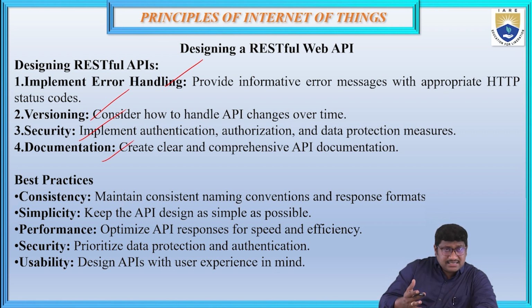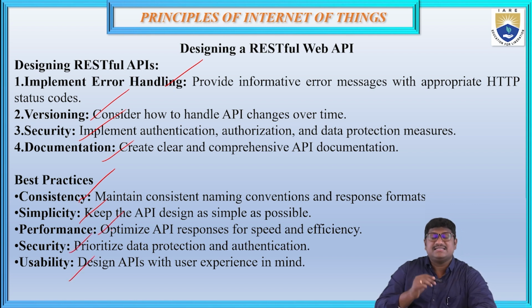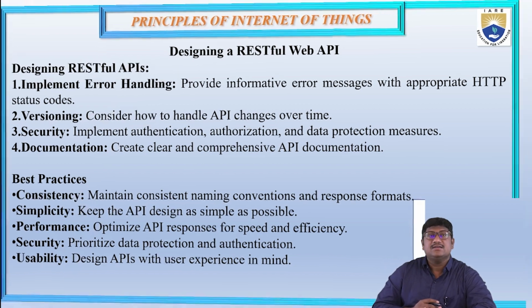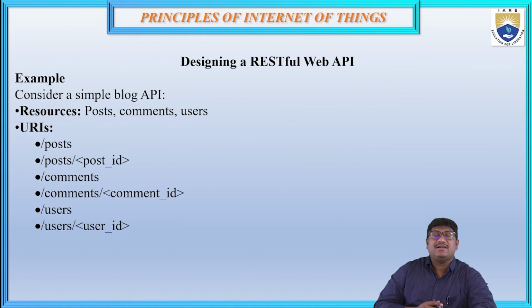What are the best practices which should be taken care of in REST APIs? Consistency, simplicity, performance, security, usability. Consistency, where we need to maintain consistent naming conventions and responses. Simplicity: you need to keep the API design as simple as possible. Performance: we need to optimize API responses for speed and efficiency. Security: you need to prioritize data protection and authentication. Usability: design the API with user experience in mind. These are the things which should be taken care of as best practices.